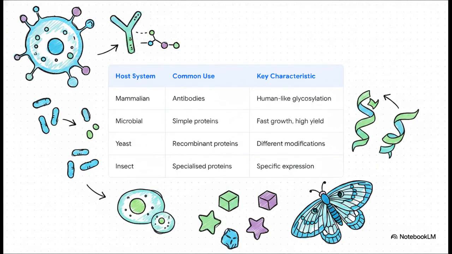So when you're selecting a biological system, you've got options. You might look at microbial systems, like bacteria, which are fantastic for simple proteins because they grow incredibly fast and give you high yields. But consider mammalian cells, like the famous CHO or Chinese hamster ovary cells. They are absolutely the go-to for complex glycoproteins and antibodies. Why? Because they have this one key characteristic. They can actually perform human-like modifications, like glycosylation. Microbial systems just can't do that.